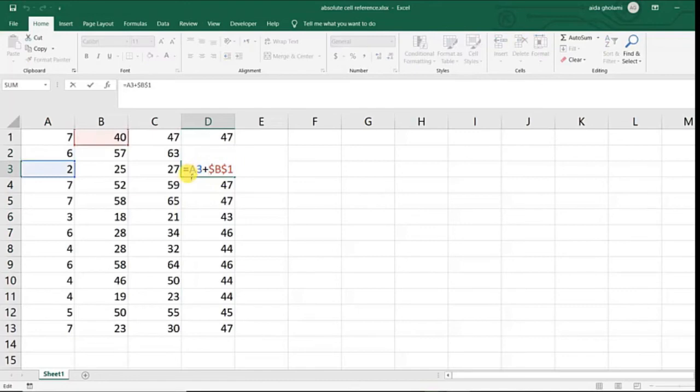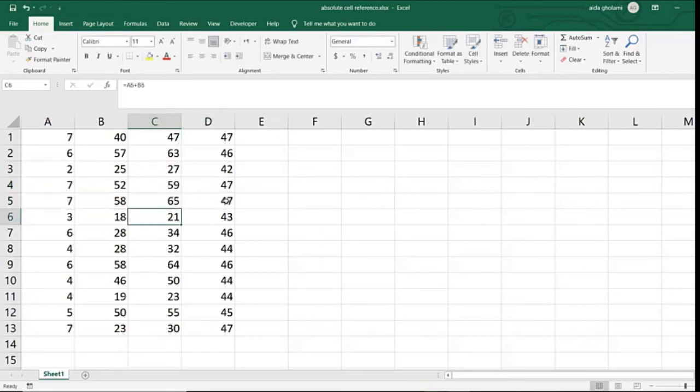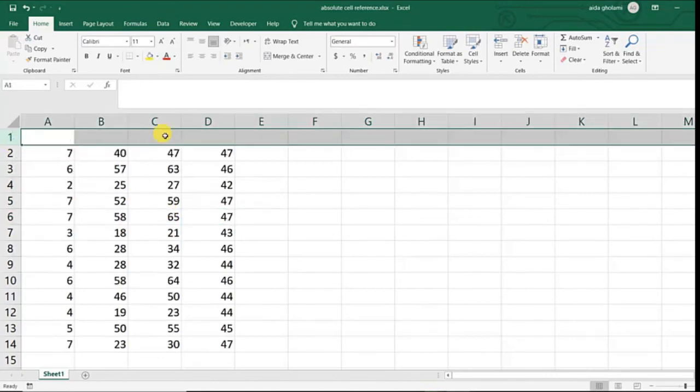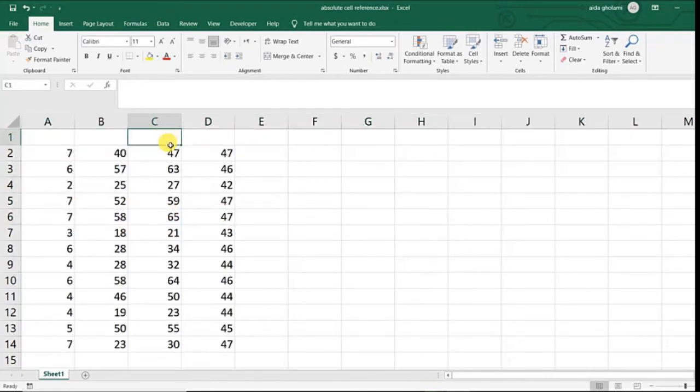you can see that all my cells are adding up these numbers to 40, and this is not moving like a relative cell reference. Okay, so this is the difference between relative cell reference and absolute cell reference. So let's make some titles. This is relative and this is absolute.